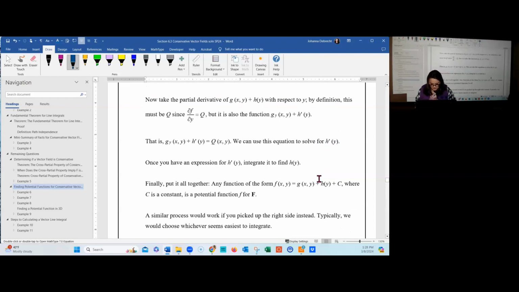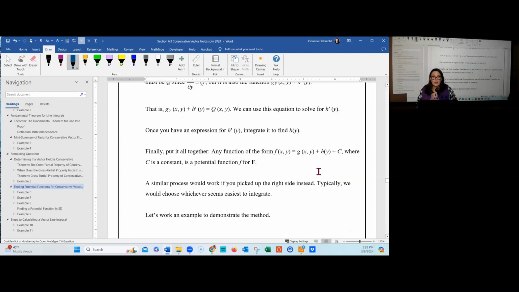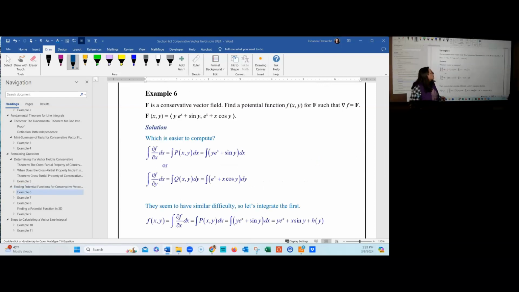Probably the best way to learn this, of course, is simply to do an example. Let's go ahead and work an example together, and then we'll work several separately so that you can get the hang of this method. In example 6, we're told that the vector field F is a conservative vector field. We want to find the potential function lowercase f of x and y, such that del of lowercase f equals the vector field uppercase F. The vector field is given by y e to the x plus sine y for the first component, and e to the x plus x cosine of y for the second component.